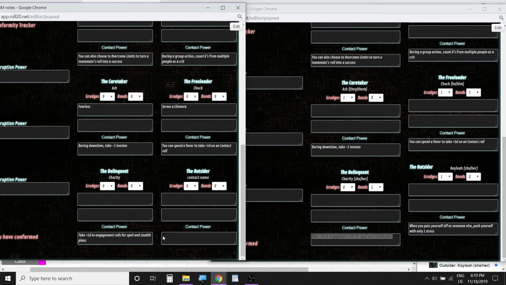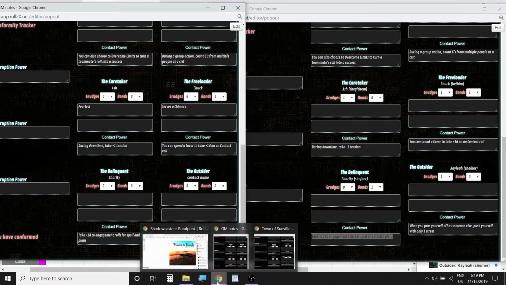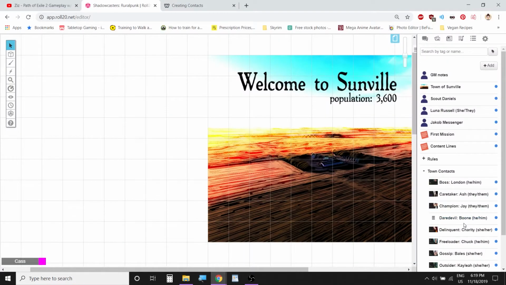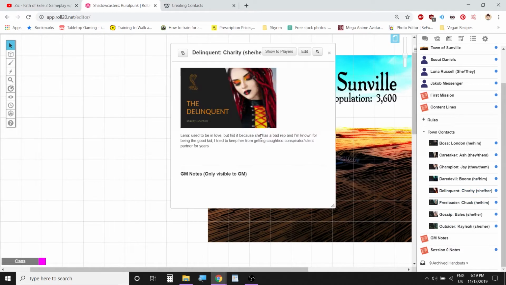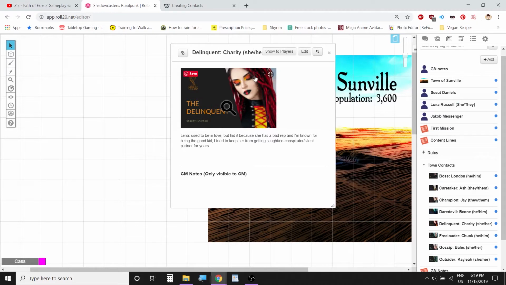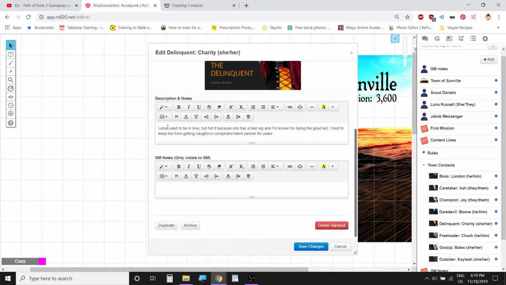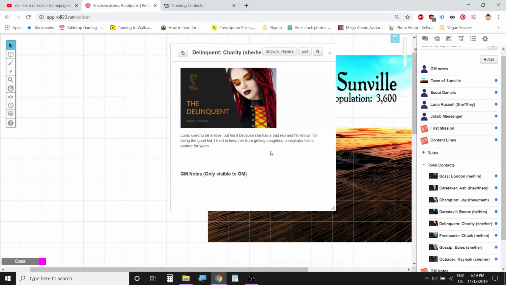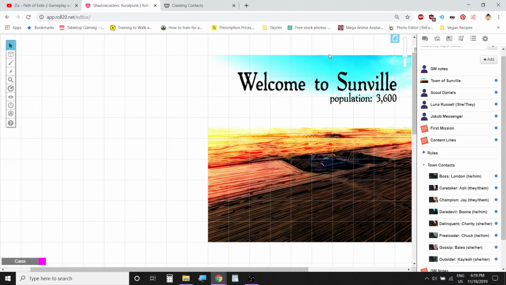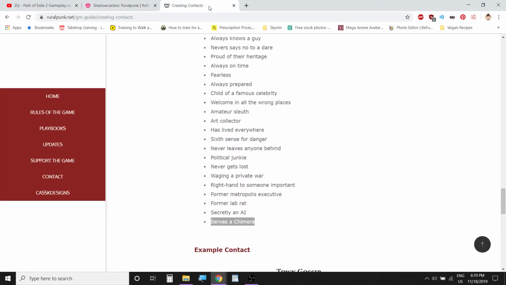So our next person is Charity the Delinquent, and somebody has a positive relationship with her. Let me check that out real quick. Luna, let me change that. Luna used to be in love with our delinquent. And Luna, who's played by Mac, hid that fact because Luna's generally seen as the good kid in town and didn't want people to know that she had a relationship with the delinquent Charity.